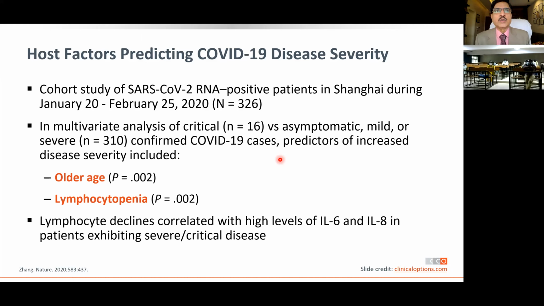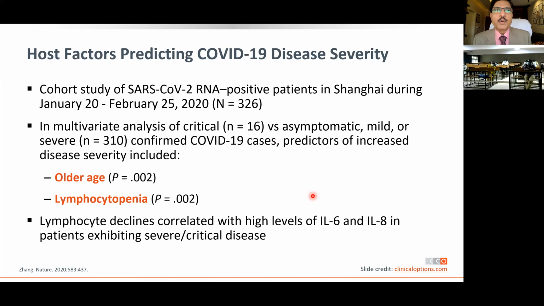And also today we have studies to show hypolipidemia. That is, if their LDL and triglycerides are lower, they are in for a severe disease. These are simple markers. Do a lipid parameter, do a lymphocyte count, and look at the age. You will be able to prognosticate whether the patient will move into a higher category.